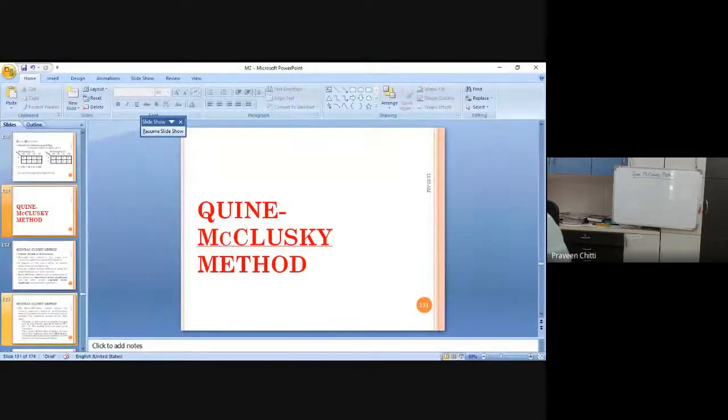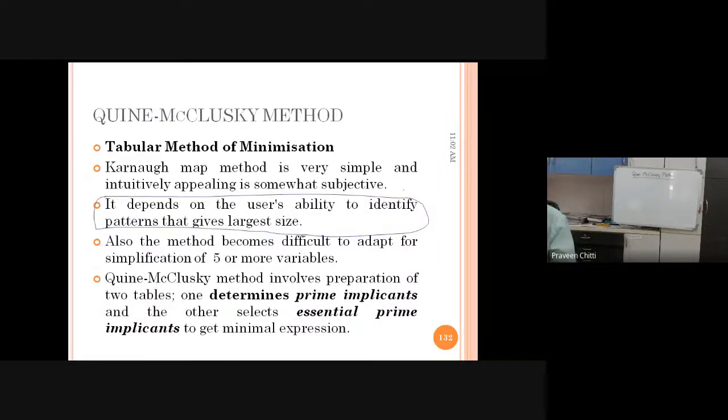How can we identify the bigger groups? It depends on that. Also, this method becomes difficult to adapt for simplification of 5 or more variables. Up to 4 variables, it is very easy. Easily we can simplify the given Boolean expression. But when you go for 5 variables or more, definitely the method becomes complex and the solution may be difficult. Hence, we are going for one structured method or algorithmic method of simplification.